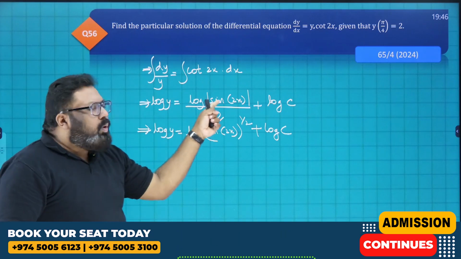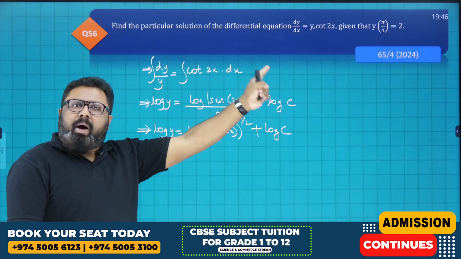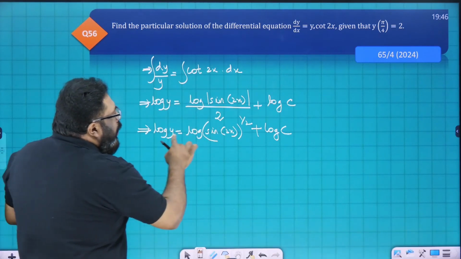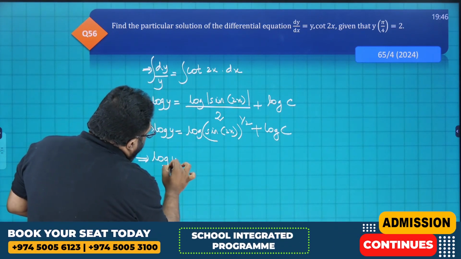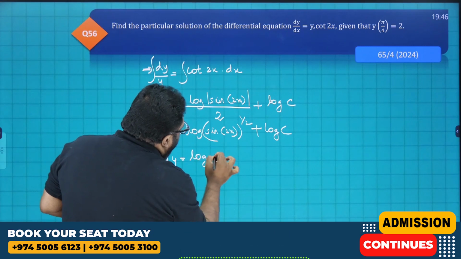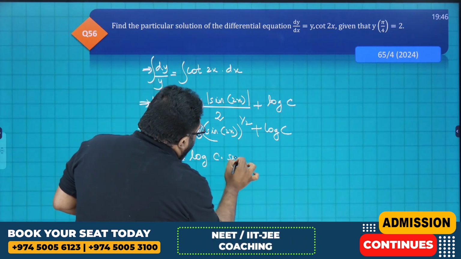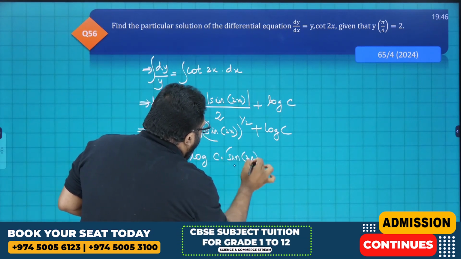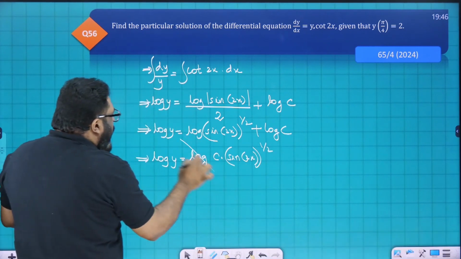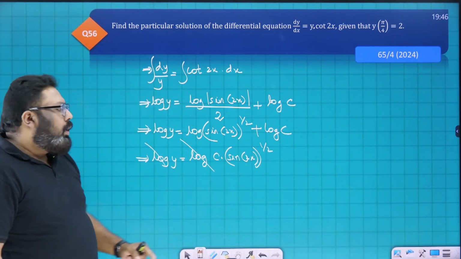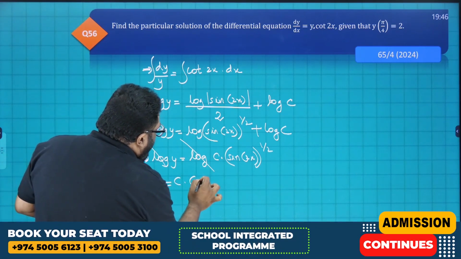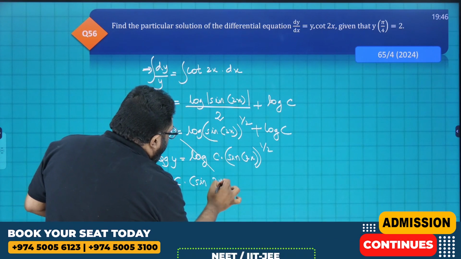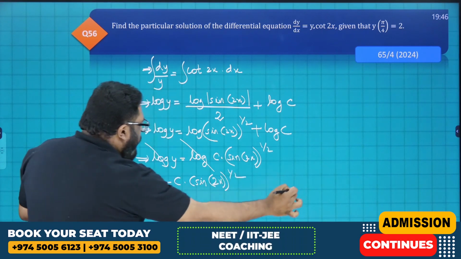My dears, half is the coefficient of log. So that goes to the power of the term inside the log. Now log a plus log b, so log y is equal to log a into b. Take out log on both sides. What's going to be the answer for y? Y is equal to c into sine 2x whole raised to half.